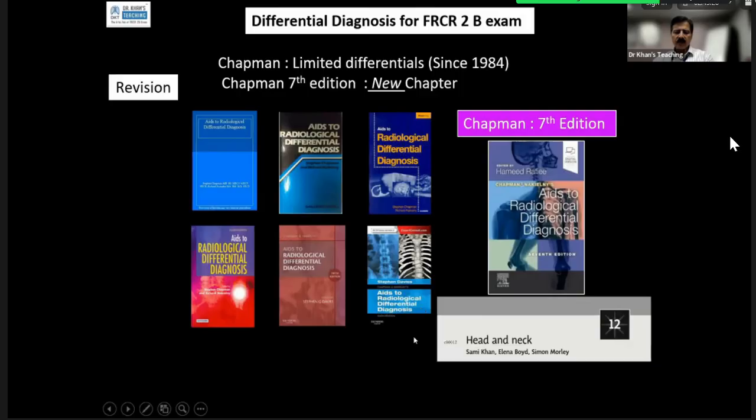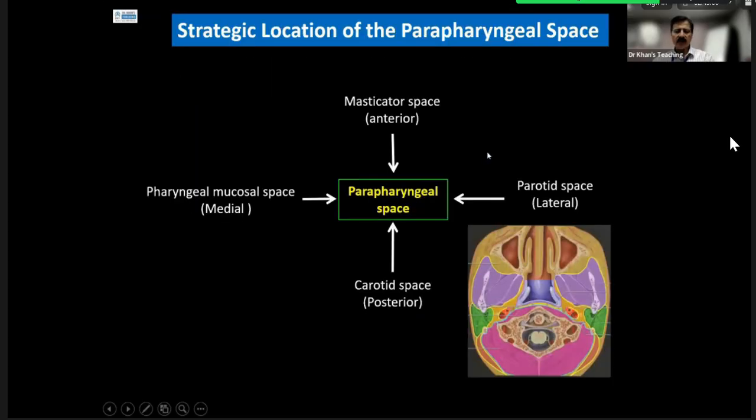So I've already told you about Chapman and how to use it. The current chapter in Chapman's 7th edition is completely revamped, and we have used this concept of spaces. So it's a very good idea to go through that. As soon as you pick up any pathology, go through your Chapman and make your final diagnosis.